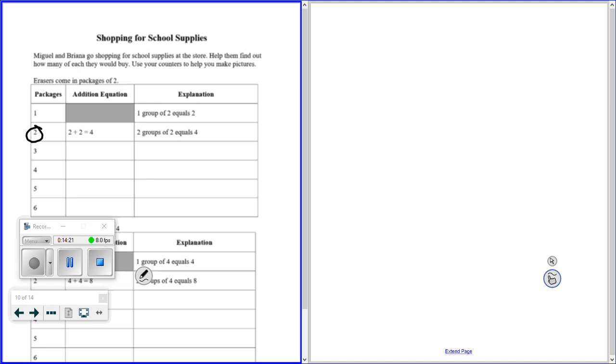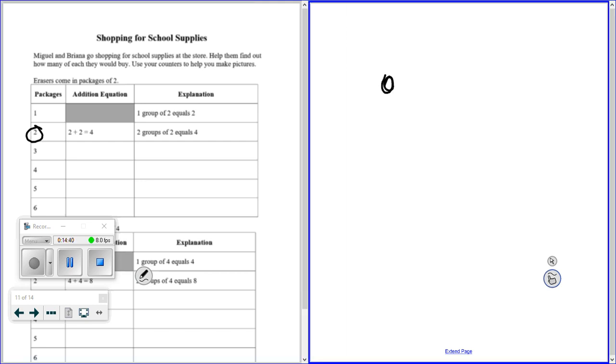Perfect. I see Nick's got it. I see Lainey's got it. Aiden's got it. Kylie's got it. Make your counters all one color, please, Hunter. That way it's easier to see. I see Gio's got it.